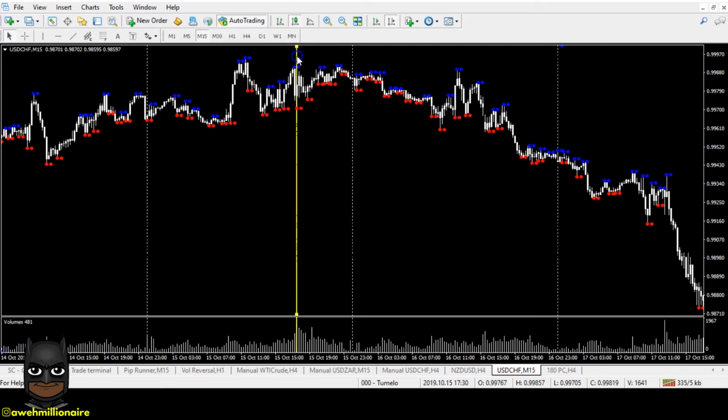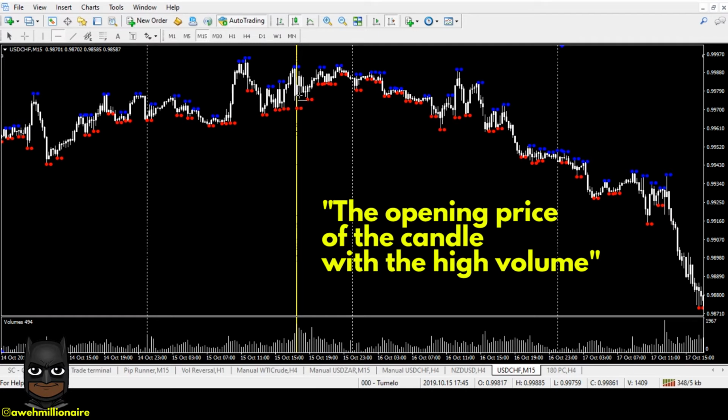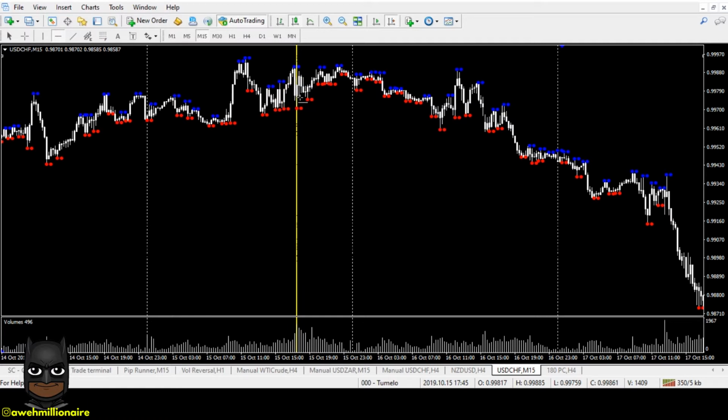Now what we do to draw the supply level is we're going to be using the horizontal line, and we're going to place the horizontal line on the opening price of the candle with the high volume. This is key. I'm going to repeat it again. We're going to put the horizontal line on the opening price of the candle with the high volume.